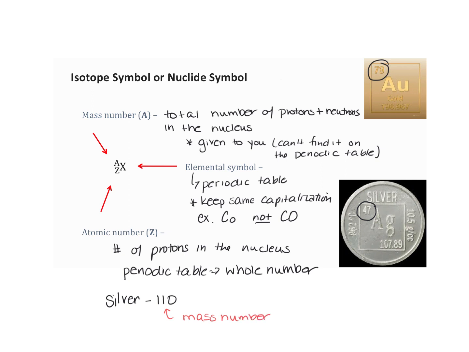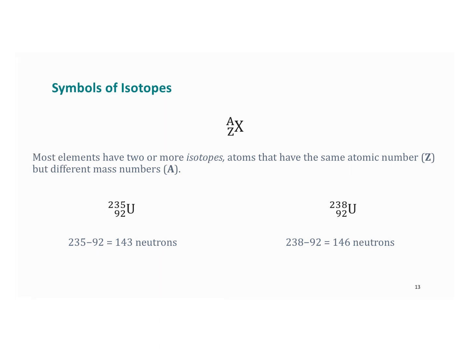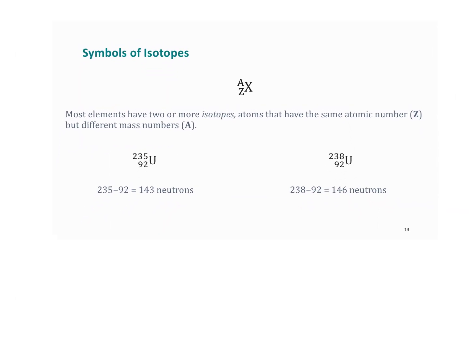And the idea here is the mass number has to be given. That's why it's written after. You can always look at the periodic table and find the atomic number. And so that's why we see it that way. So let's look at some examples. So here are two examples.